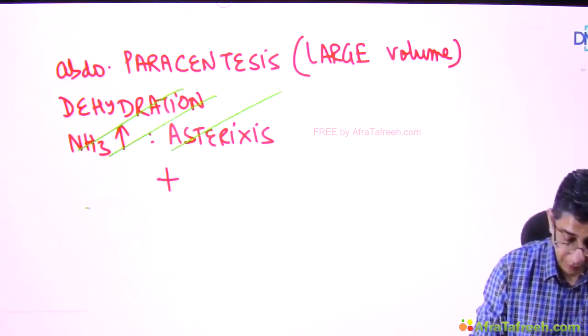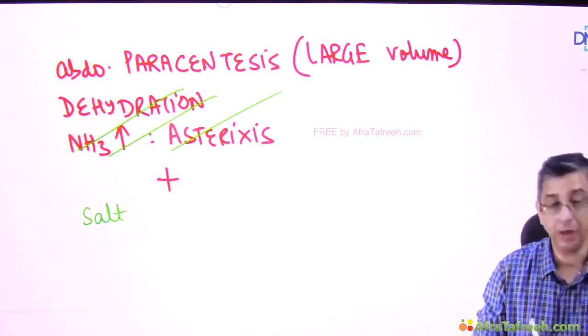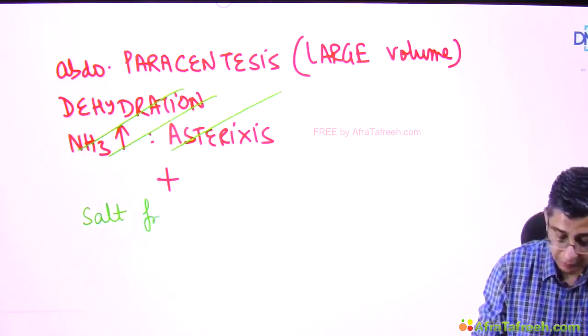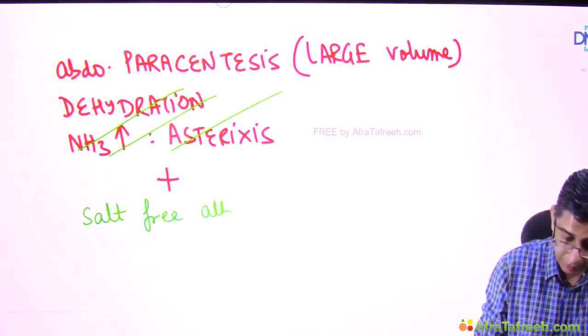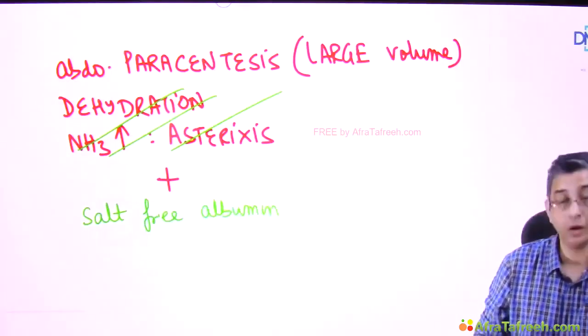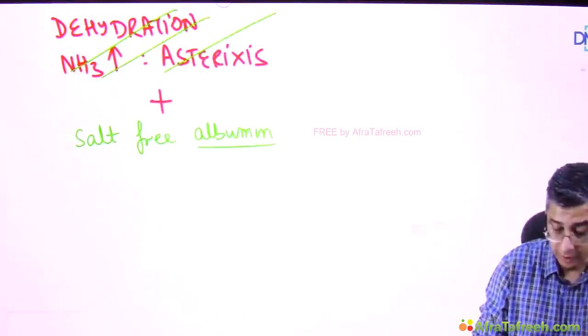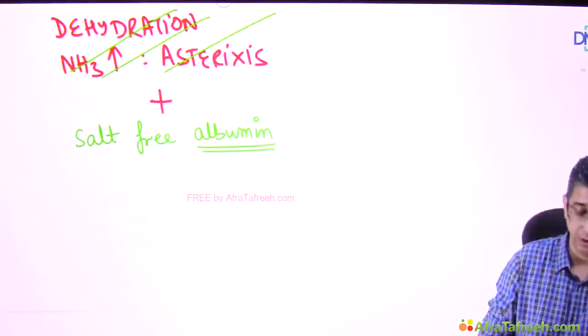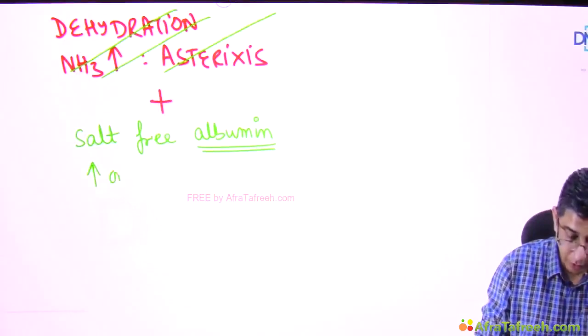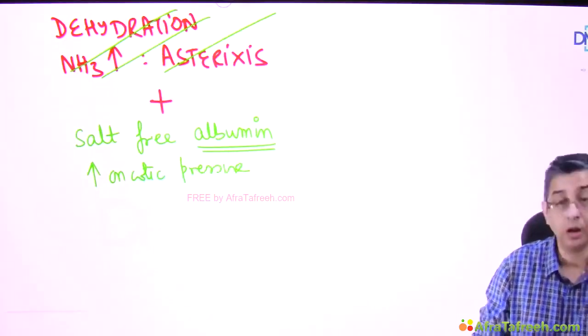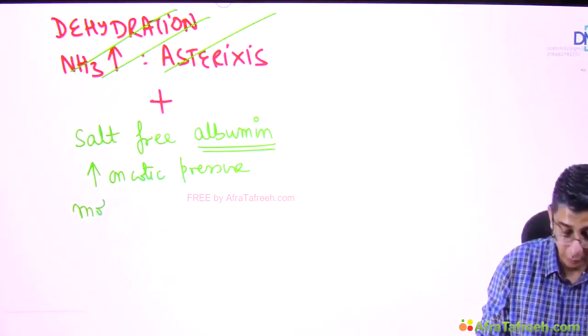So, to prevent this from happening, before we start the procedure in any patient of massive ascites, we give salt-free albumin. Now see what salt-free albumin will do. When you administer albumin before you start the procedure, it will increase the oncotic pressure. Obviously, albumin increases oncotic pressure. This will cause mobilization of fluid.